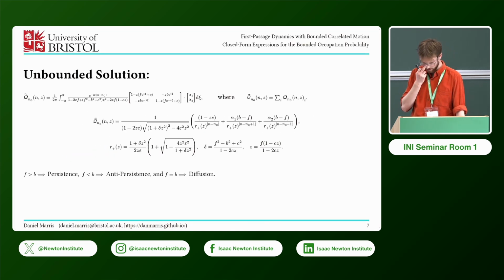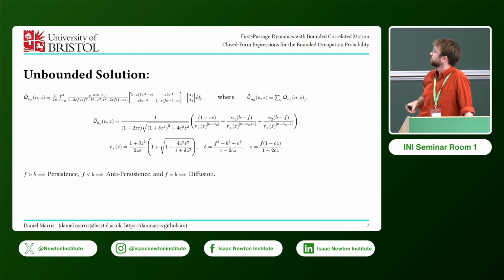Okay, so what do these solutions look like? Well, in the unbounded case, it's here. So you can write it in its inverse Fourier transform form, or lattice Green's function form at the top there. And then with a little bit of effort, you can actually solve that integral, and you get that solution in the middle. And there's a couple of things I want to point out.